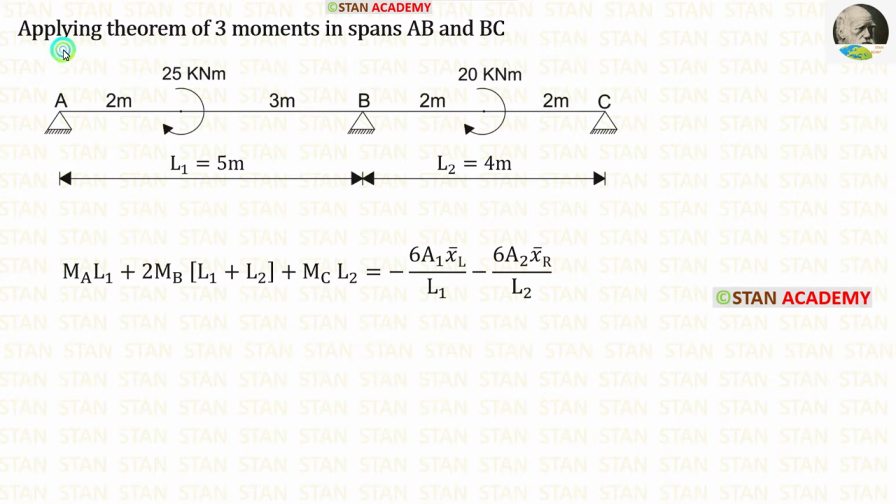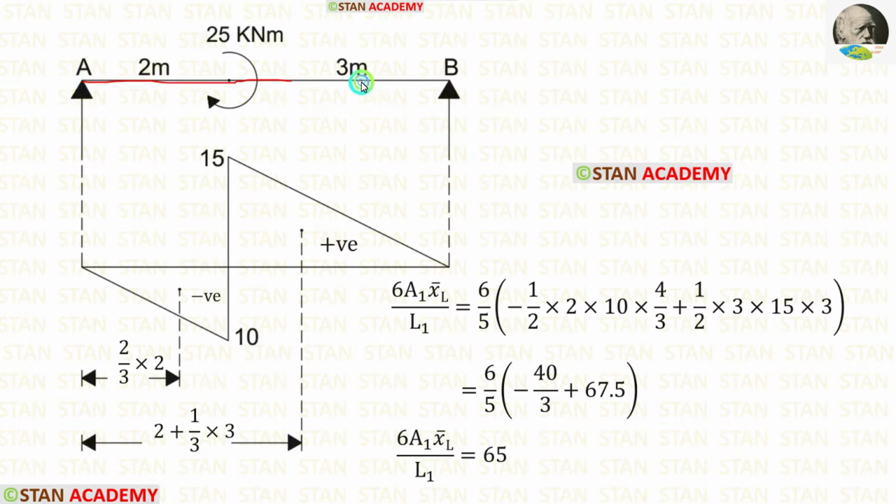Now, let us apply the theorem of three moments in spans AB and BC. In this equation, let us calculate 6A1 x bar left upon L1 and 6A2 x bar right upon L2. For the span AB, we have already calculated the ordinates 15 and 10. In this formula, let us apply the value of L1. L1 is equal to 5 meter. Then let us calculate area 1 x bar left.